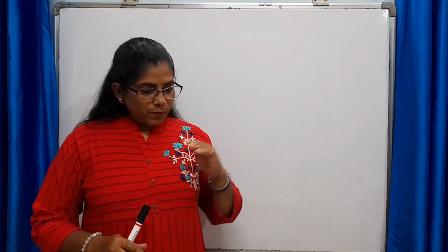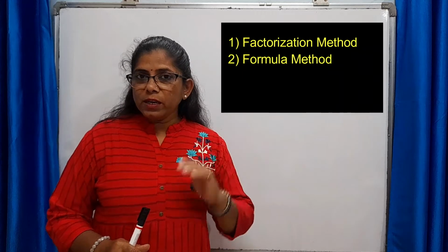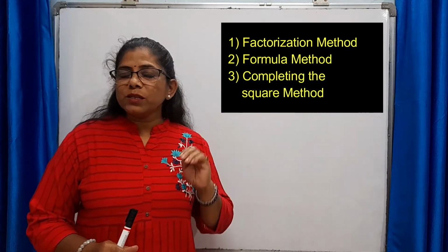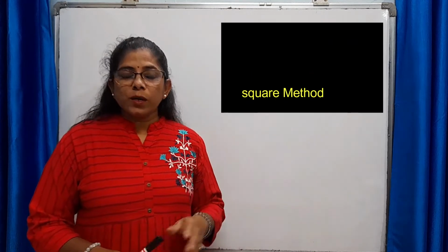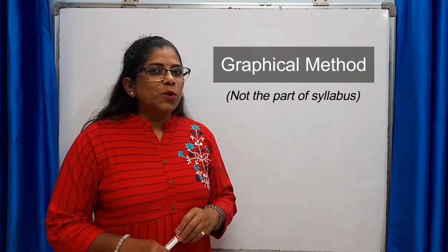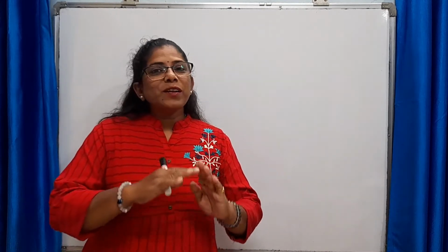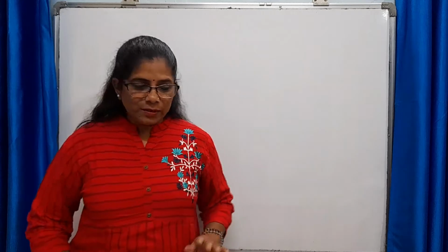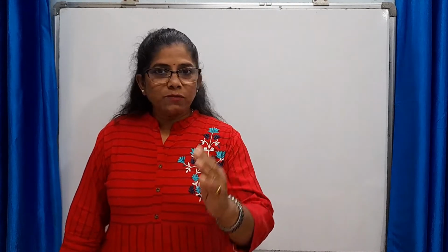So altogether, in our syllabus, we have three methods of solving the quadratic equation. The first one is factorization method. Second one is formula method. And third one is completing the square method. Actually, there is one more method, that is the graphical method, which is not there in your syllabus. So right now, we will keep that graphical method aside. Now solving the equation means you have to get the values.